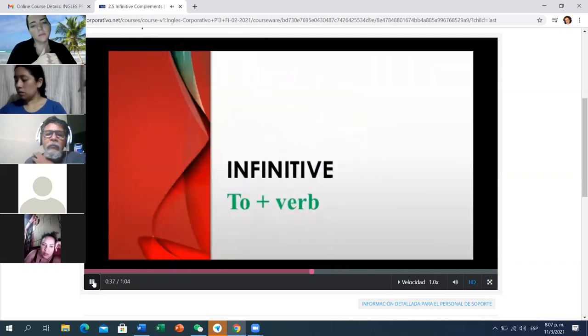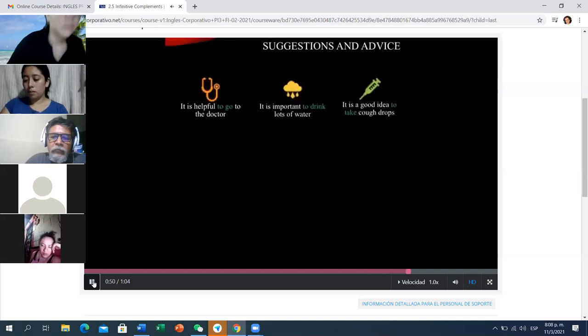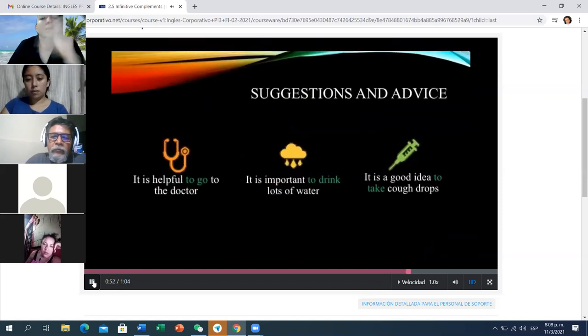Remember, when we talk about infinitives, we refer to a verb with no conjugation. So notice that we use to plus verb within our suggestions or advice. So if you want to give an advice to someone, you should do it this way. It is helpful to go to the doctor. It is important to drink lots.